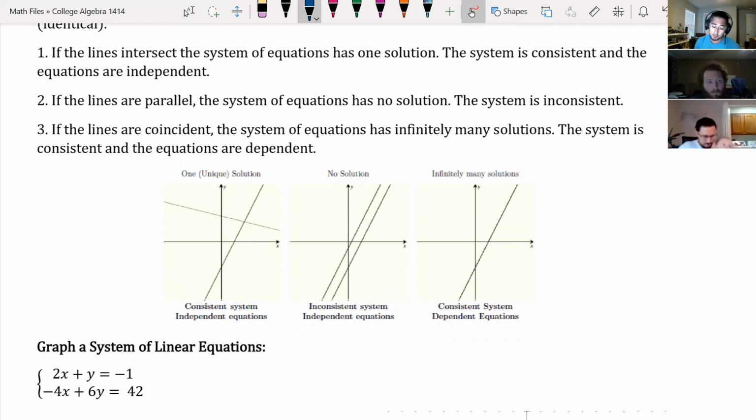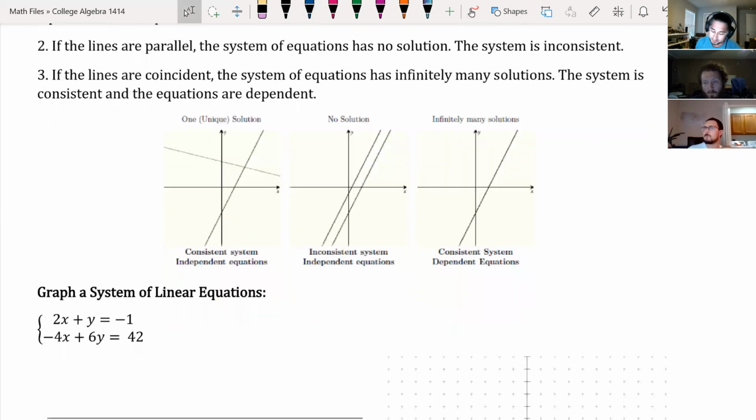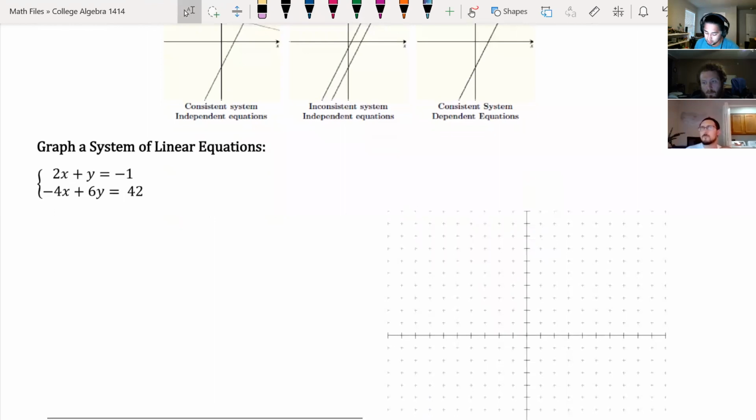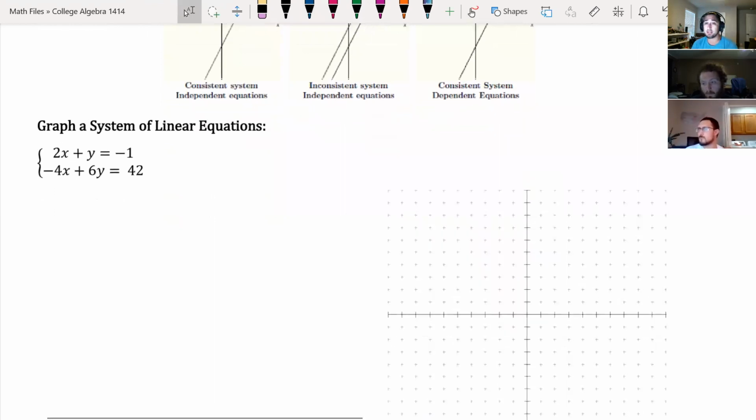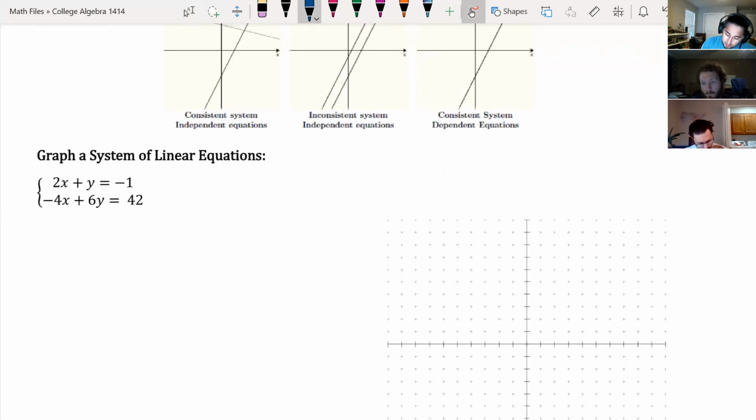Okay, so first we will start with graphing a system of linear equations. All right, here we're given two equations in our system, 2x plus y equal to -1, and -4x plus 6y equal to 42. Let's go ahead and graph these equations. So let's look at equation 1. We'll call that one equation 1: 2x plus y equal to -1.